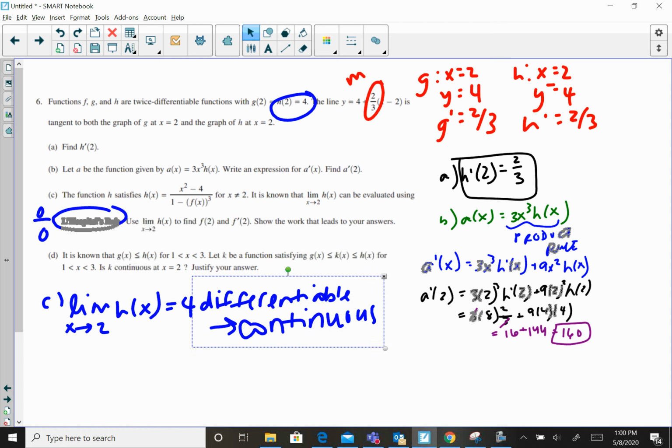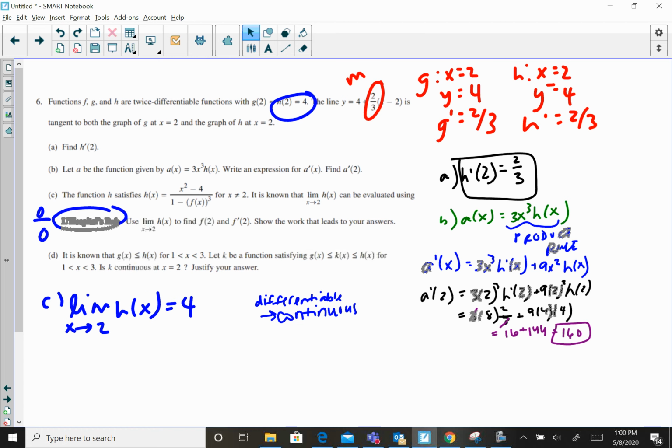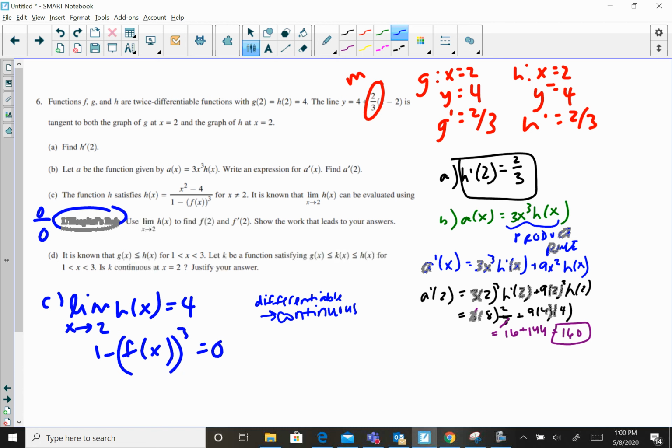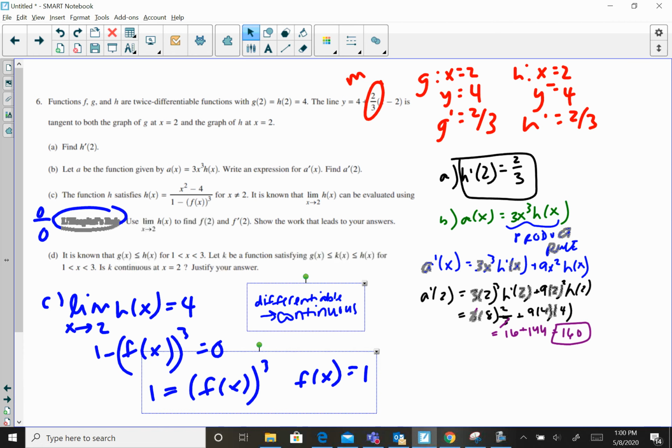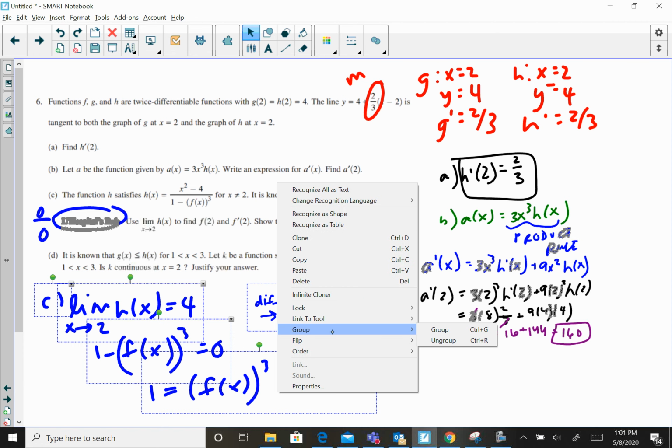Anytime you see the word differentiable, just write down continuous, because that's what that implies. So I know that that's 4. I know that I should be getting 0 over 0. If you were to plug 2 in, 2 squared minus 4 is 0. So that means the denominator, 1 minus f of x cubed, is also 0. Which means that 1 minus something is going to be 0. This means that 1 is equal to f of x cubed, which makes f of x equal to 1. So I at least know that value. That doesn't answer any of my questions, but it at least gives me something to work off of.